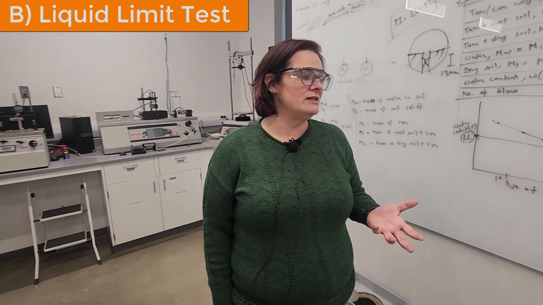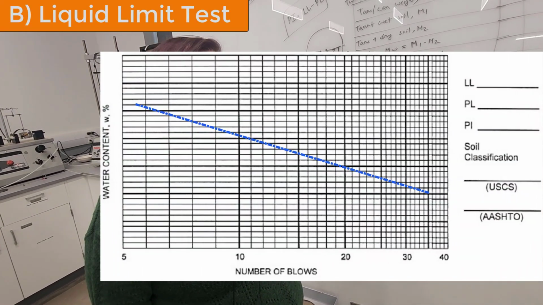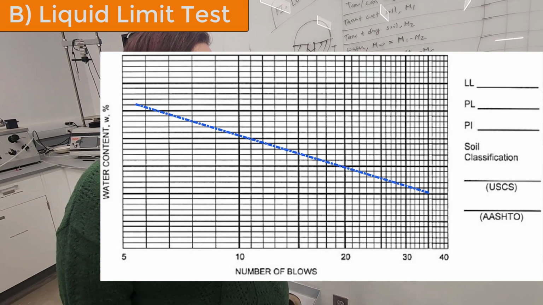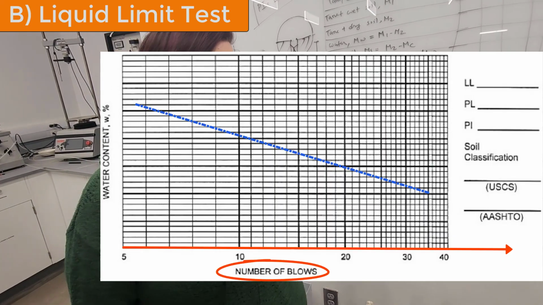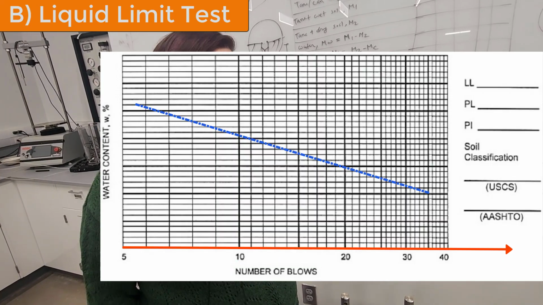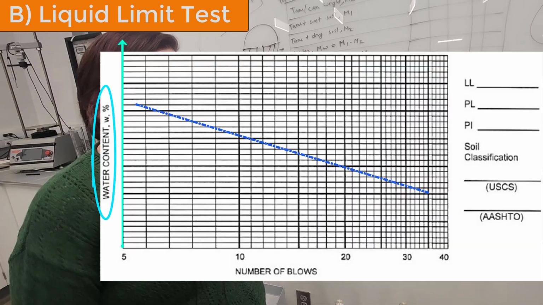As part of the laboratory data report at the end of the experiment, students will calculate and plot their liquid limit. On the x-axis is the number of blows that they've recorded. I want to note that the x-axis needs to be logarithmic. On the y-axis is the moisture content that they've calculated.